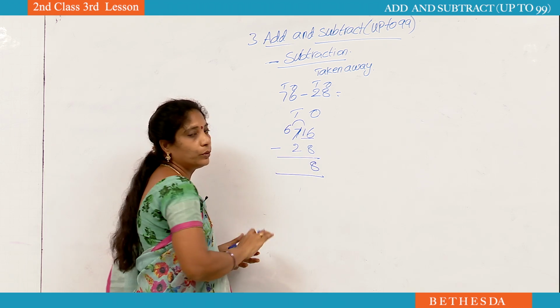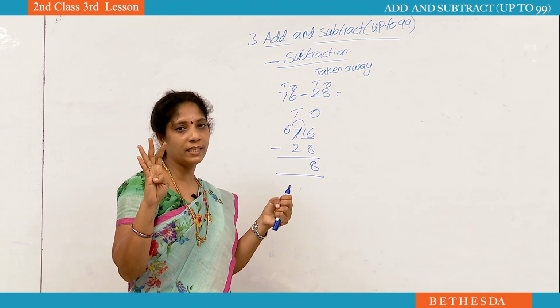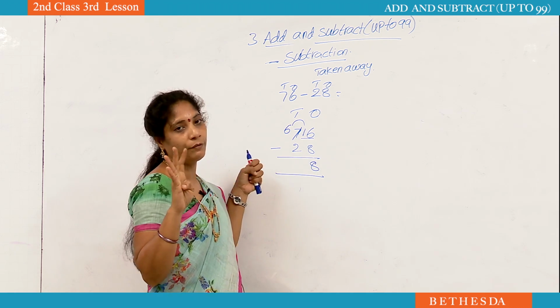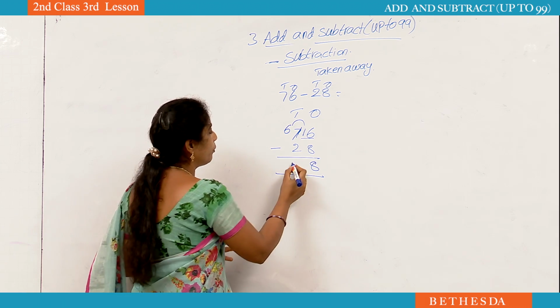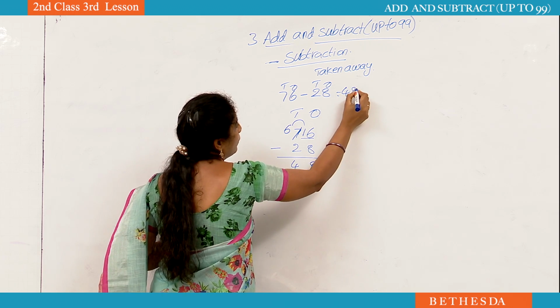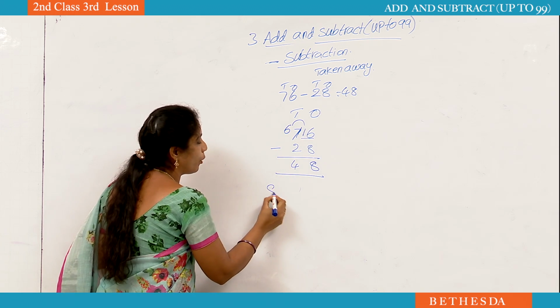6 minus 2. Take 6 fingers, close 2. This is easy. Why? Because here we have sufficient numbers. That's why I say take 6 fingers, close 2. Answer is 48. Okay, now I will teach one more borrowing sum.